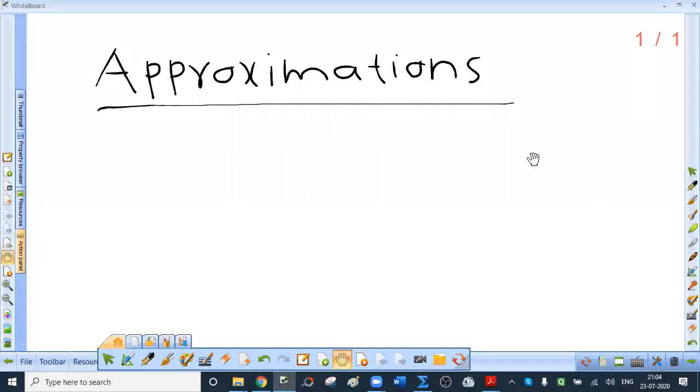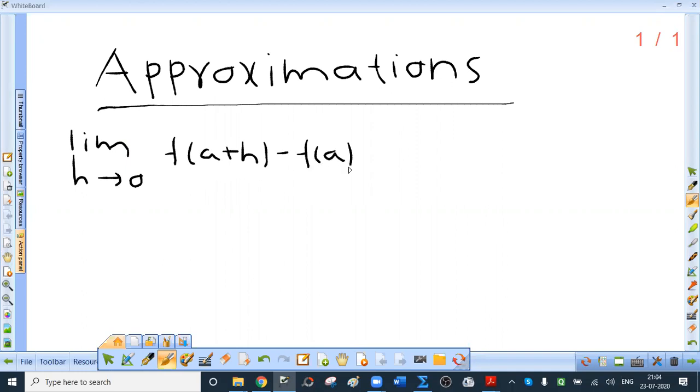Okay. Now the next application of derivative is approximation. Now tell me, what is f dash of a? F dash of a is limit h tends to 0, f of a plus h minus fa upon h. Do you agree with me? This is nothing but f dash of a.